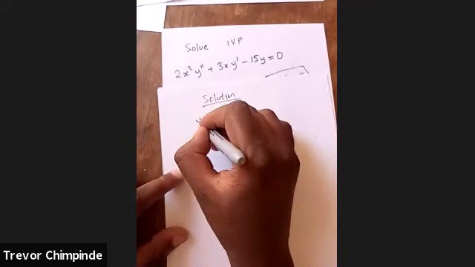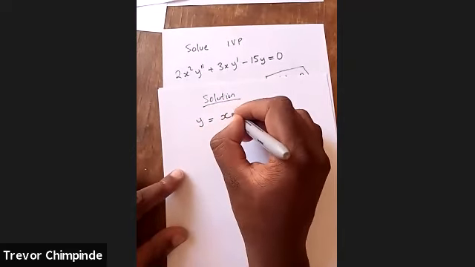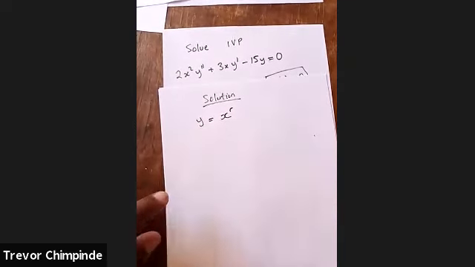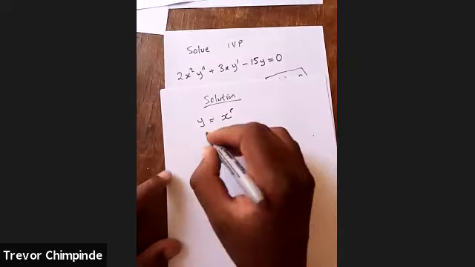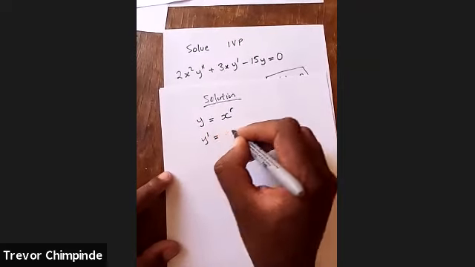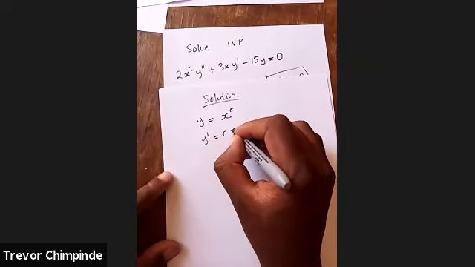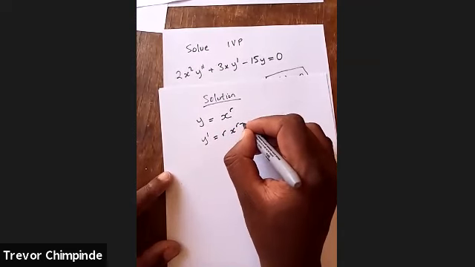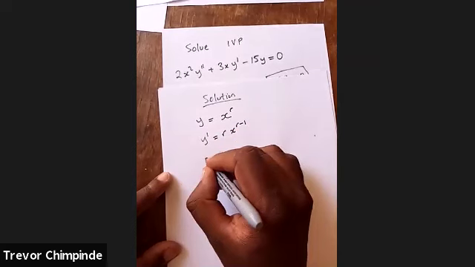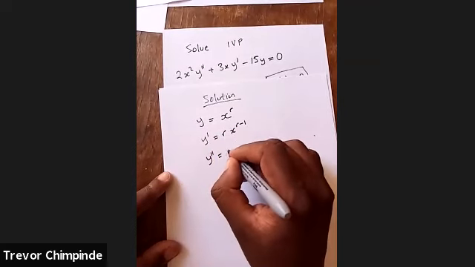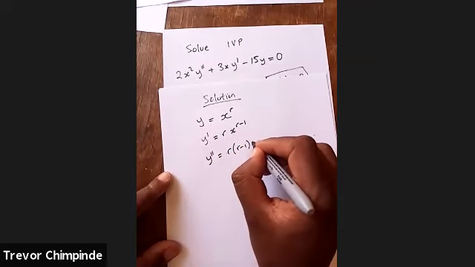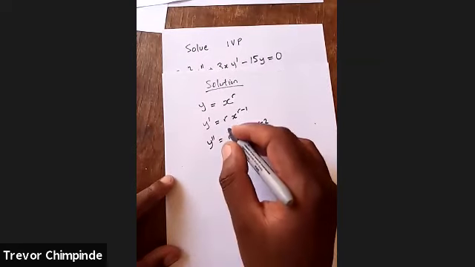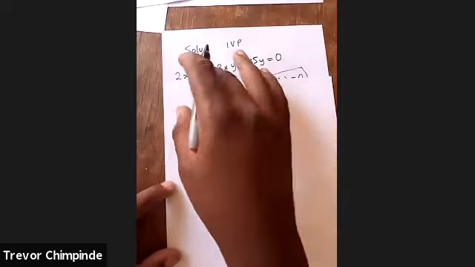You have to assume that instead of a power series, the solution is of this form, an exponent of this form. In this case, y prime is r x to the r minus 1, and y double prime is r times r minus 1 times x to the r minus 2. So if this is the case, you plug this back into your equation.